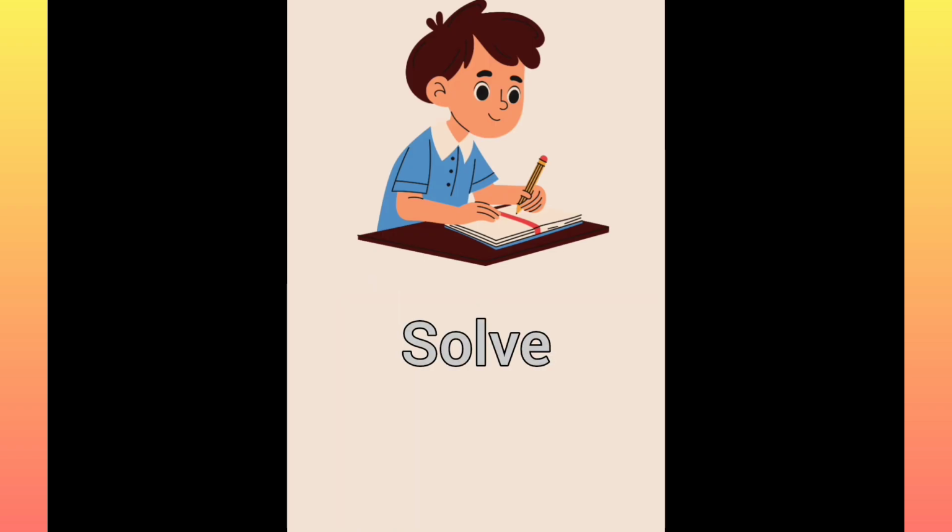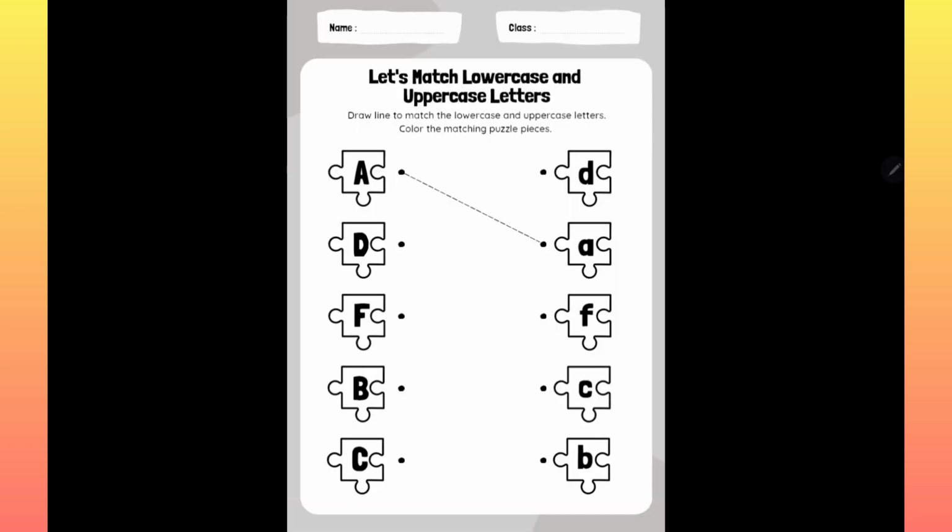Let's go and solve. It's been done for you. This one is uppercase or capital letter A, and this one is lowercase small letter a. Now this one is capital letter D. Then where is the lowercase or small letter d? Yes. So you are going to join this. Capital letter F with small letter f. Capital letter B with small letter b. And capital letter C with small letter c. Okay, done.